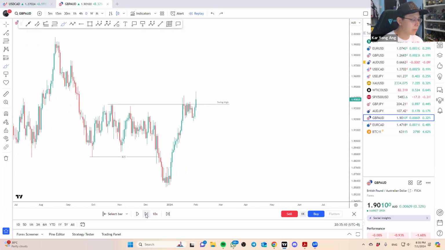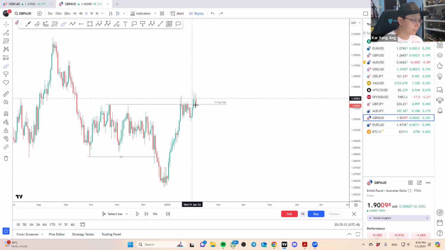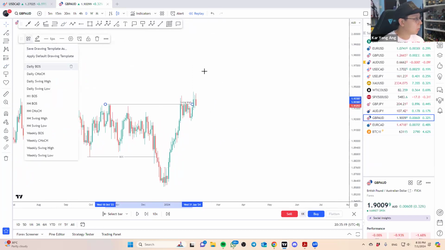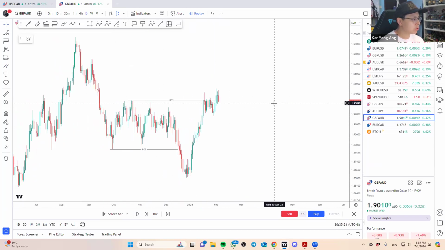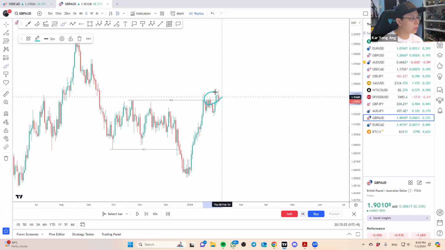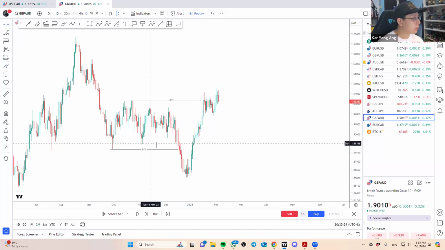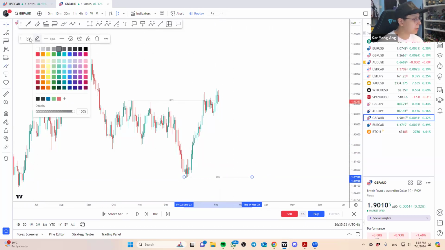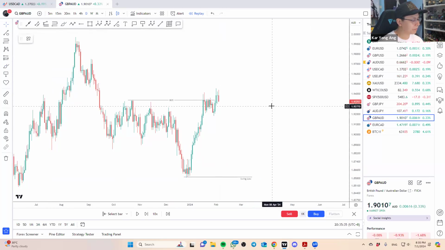Okay, so as it continues to develop, you can see we finally at this point in time get a break and close. When we get a break and close above, this becomes a BOS. Now, if this is a breakout structure, where is the lowest point before this breakout structure? Here. So then what we do is we take this away. This is irrelevant already. We put it here, and this now becomes our swing low.